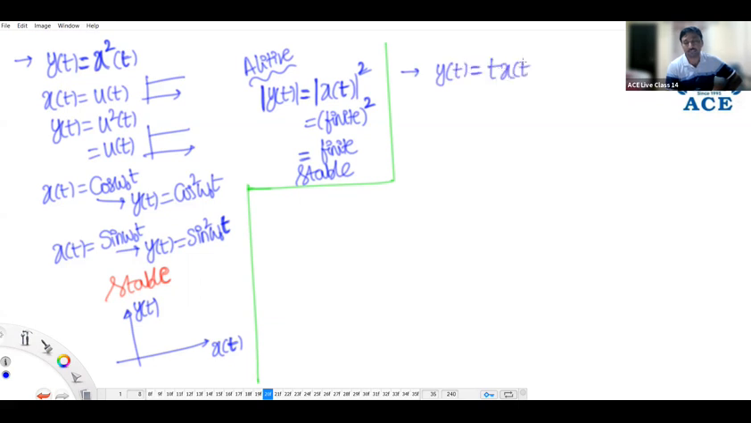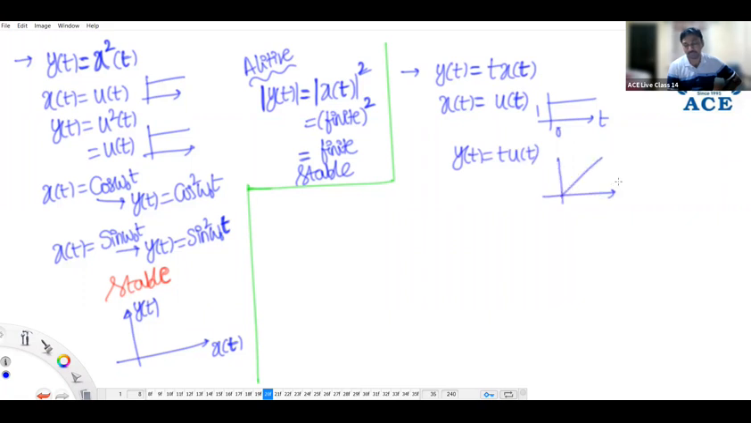Now think of t times x(t), stable or unstable? If you apply u(t), which is a bounded input, output becomes a ramp, unbounded. Bounded input is producing unbounded output, unstable.